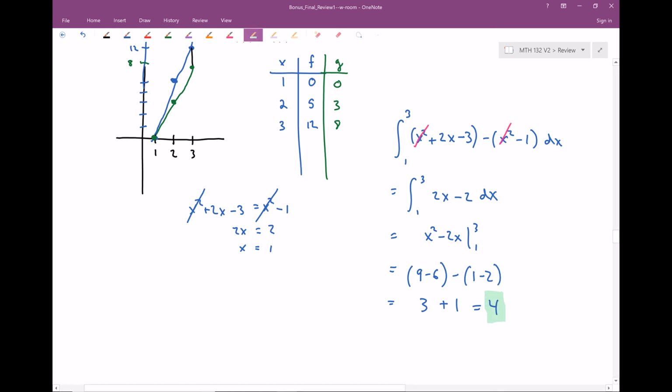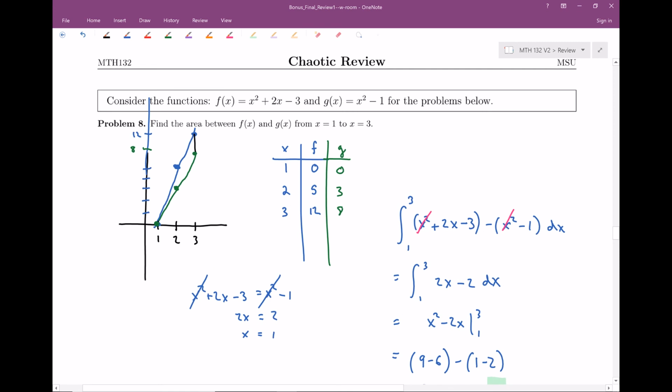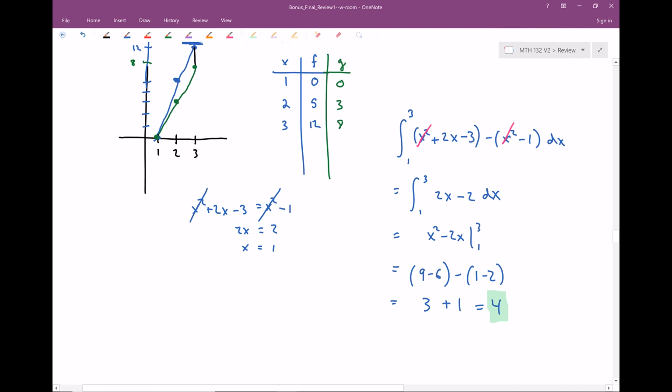Now remember, it asked for area, not net area, but area. So we know area should always be a positive number. In this case, we got out the answer 4. I'm happy with that. That's a positive number. If I had gotten the answer negative 4, for instance, if I had switched these things, if I thought maybe that x squared minus 1 was bigger than x squared plus 2x minus 3, I would have gotten out the answer negative 4. So this is an indication, if you get a negative answer, that we've made some mistake, and now you need to go back and figure out, was it in your evaluation or was it in your setup? In this case it would have been in my setup if I switched these two.